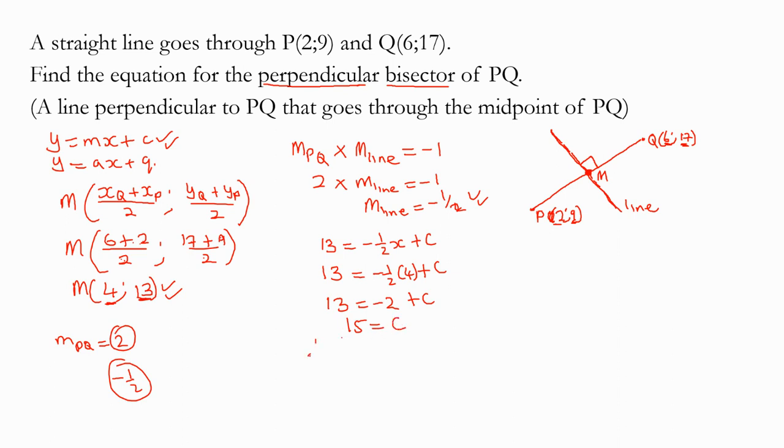Therefore, because we're asked to find the equation, the equation of the line is y is equal to negative half x plus 15. That's what you're supposed to do there.